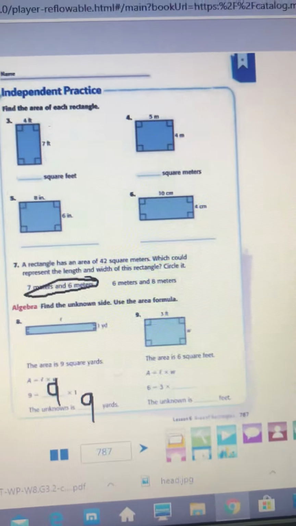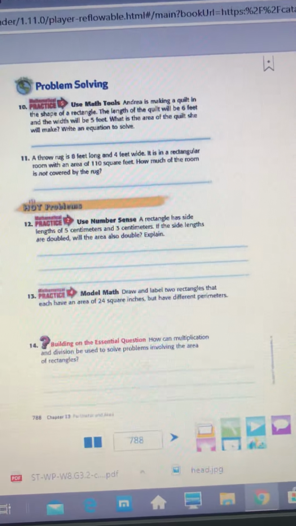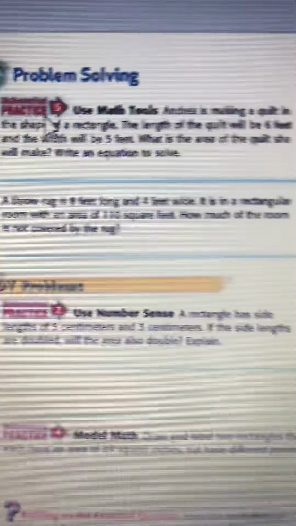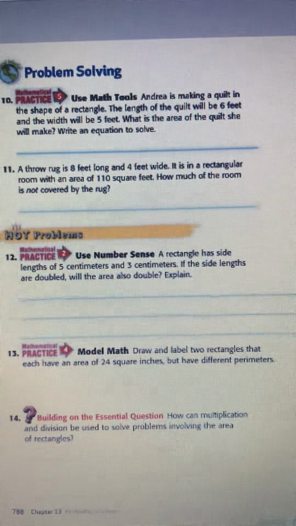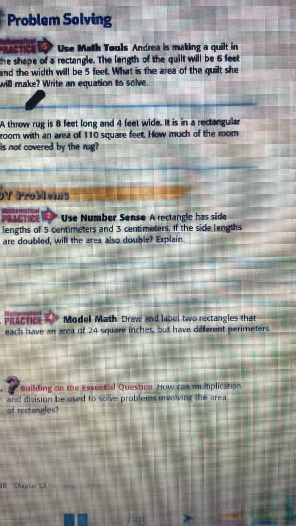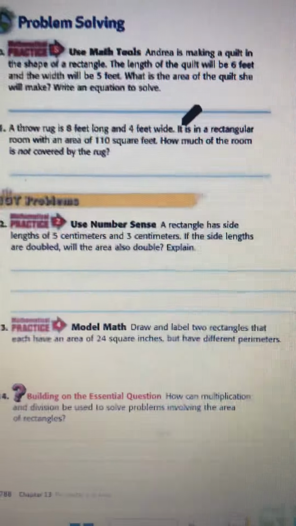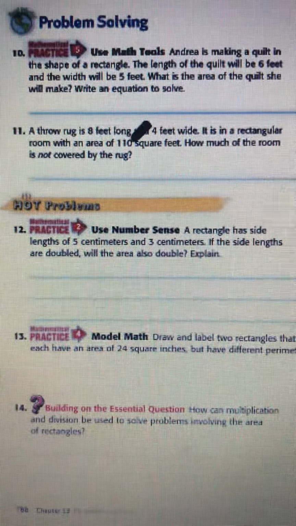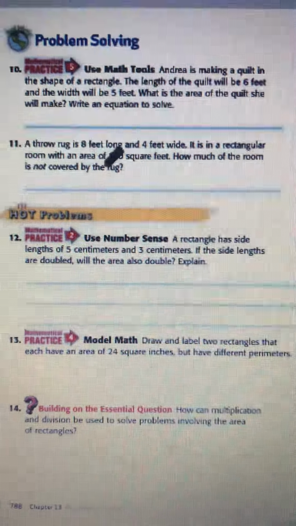Okay, dear? Also, the word problem. Let's see. Okay, so send me your answer for number 10. And for number 11, I will teach you how to do it. Okay, for number 11, a throw rug is 8 feet long and 4 feet wide. It is in a rectangular room with an area of 110 square feet. How much of the room is not covered by the rug?